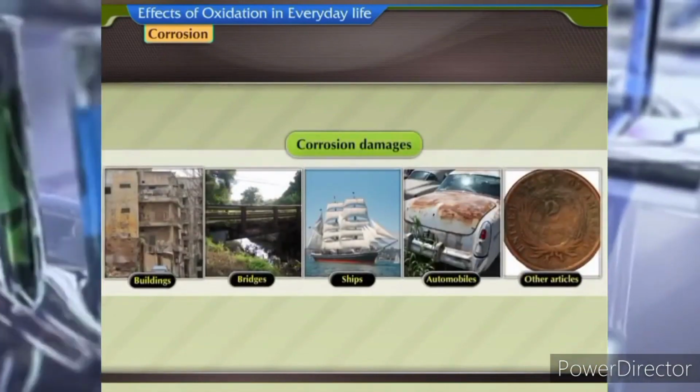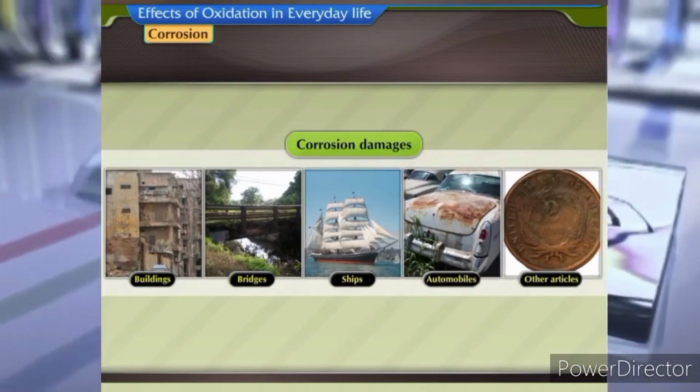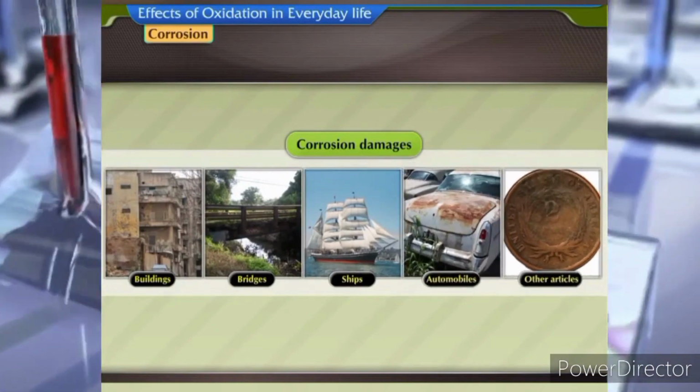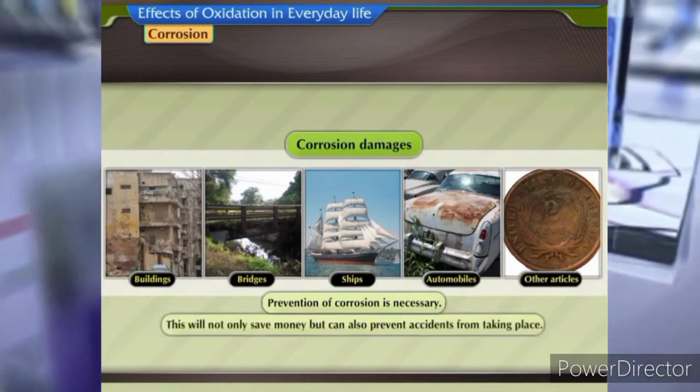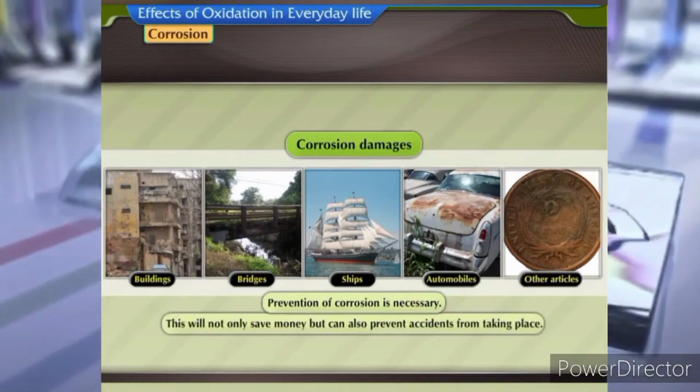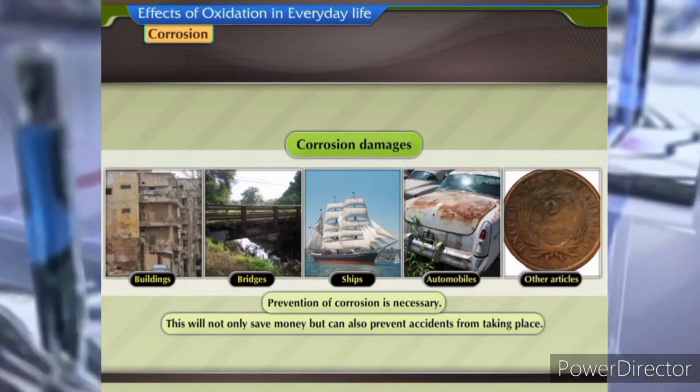Corrosion damages buildings, bridges, ships, automobiles, and other articles made of iron. Hence, prevention of corrosion is necessary. This will not only save money but can also prevent accidents from taking place.